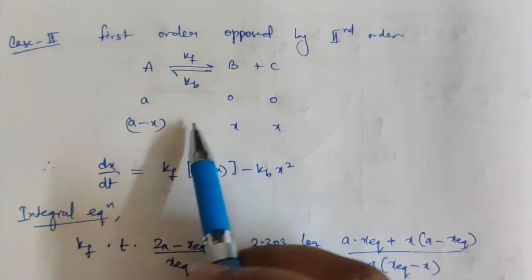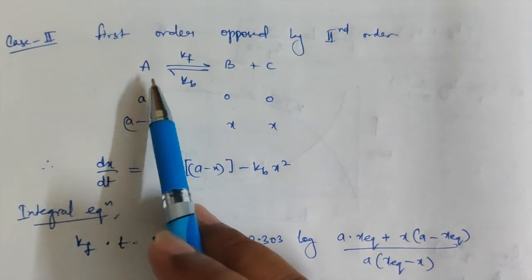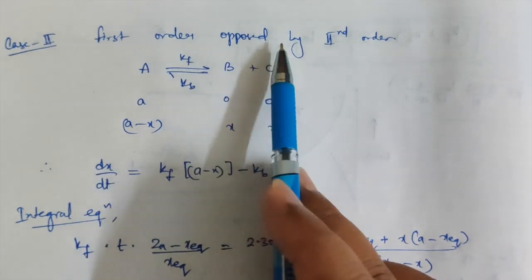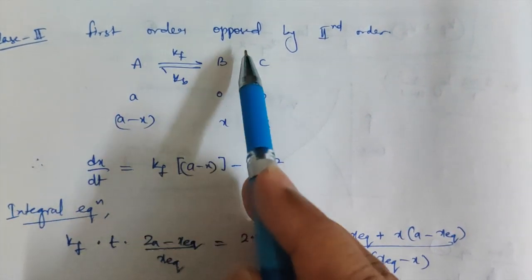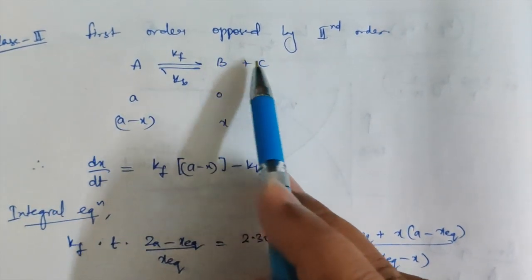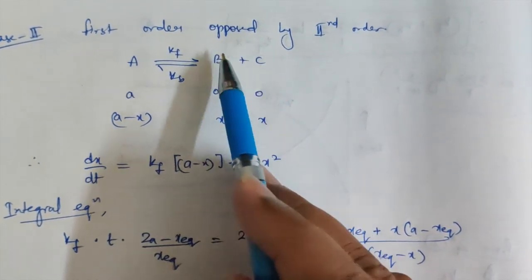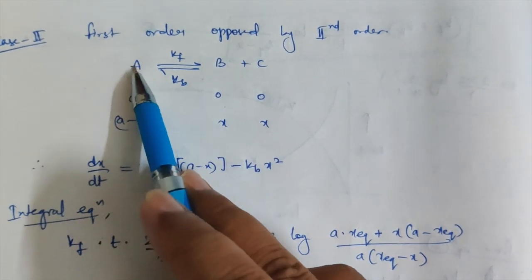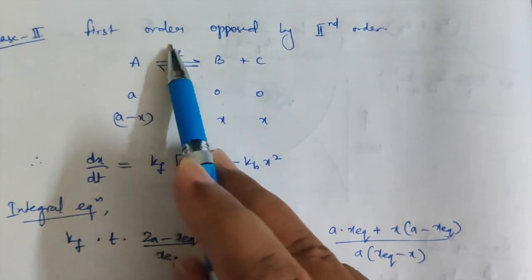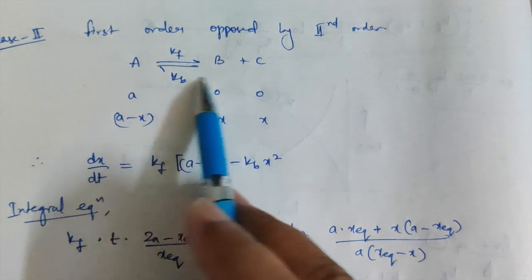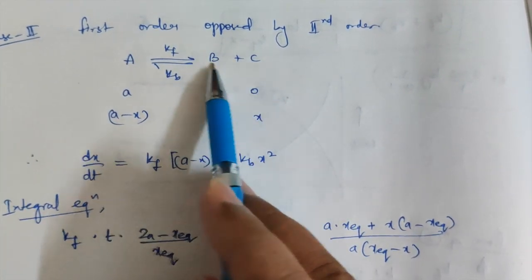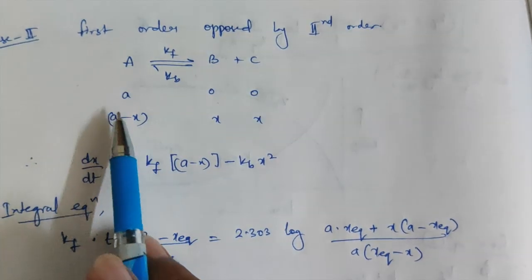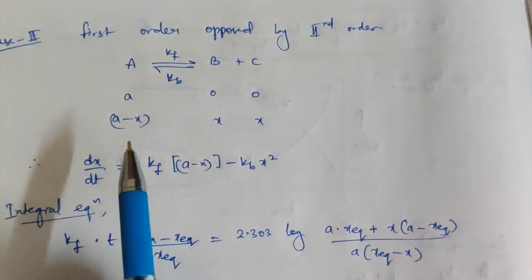Now the case I am taking is one in which we have a first order reaction opposed by a second order reaction. That means the reactant is only first order, following first order kinetics, and the product side is second order kinetics, meaning you have two products out of A, and it is in equilibrium, with kf and kb over here. So it's an equilibrium reaction, but on the reactant side you just have one molecule, and on the product side you have two different molecules being formed. So the simpler basic things are written over here.